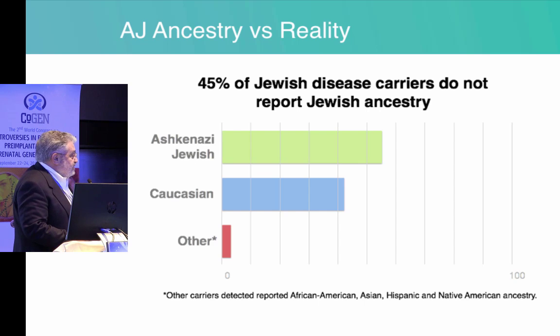We've looked at our own screening data, and what we found is that 45% of the carriers that we identified in what are called the Jewish genetic diseases don't report any Jewish ancestry. So that's another example that we're finding many carriers for what have traditionally been called Ashkenazi Jewish diseases who don't report any ancestry.